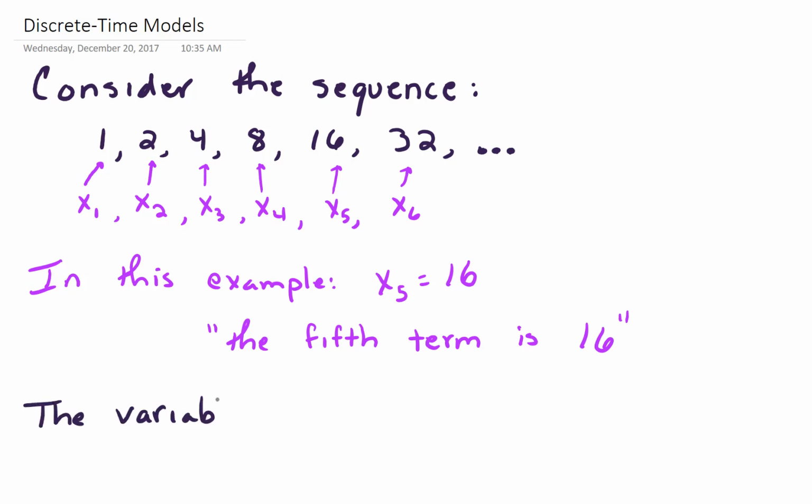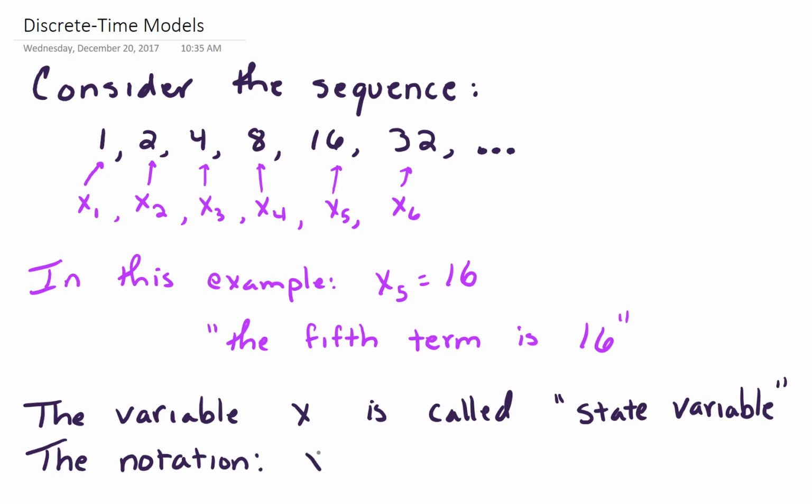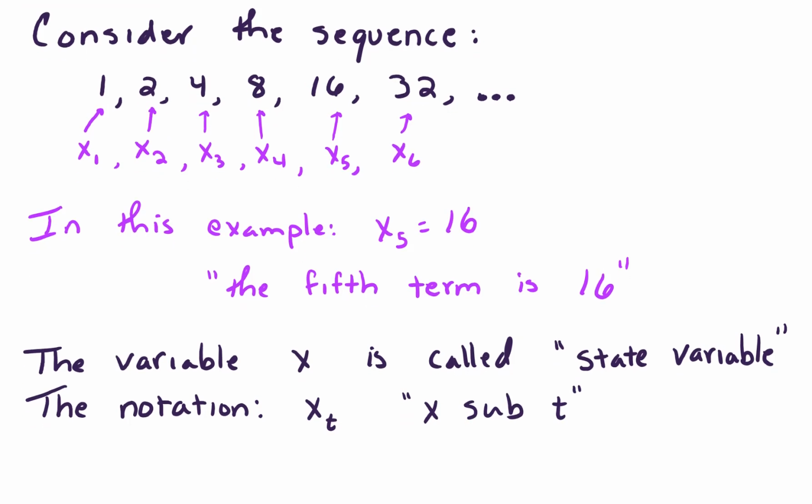Okay, a couple of definitions. The variable x is called the state variable. If we were modeling a population of fish, we start off with 1 fish and then we have 2 and then 4, and so forth. x would represent the number of fish. It represents the state of our system. And the notation x sub t, because that's a subscript, denotes the state variable at time t.